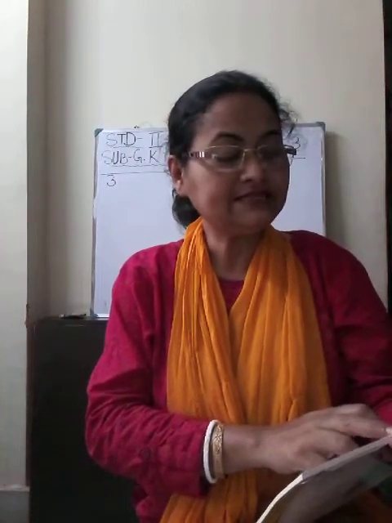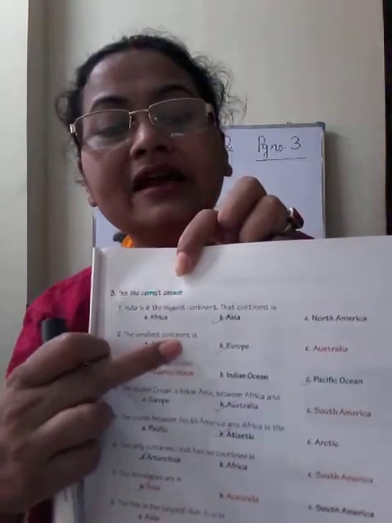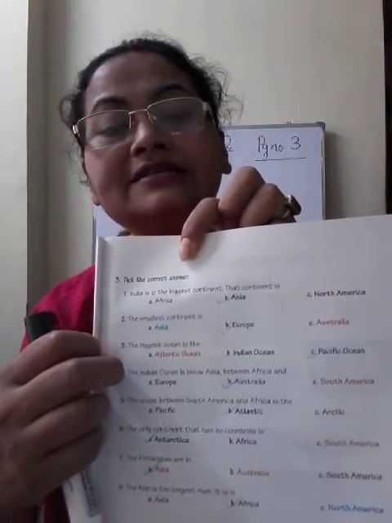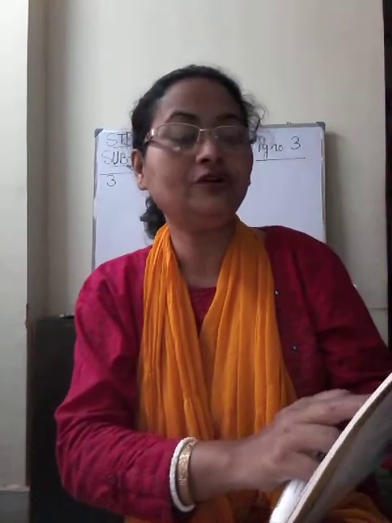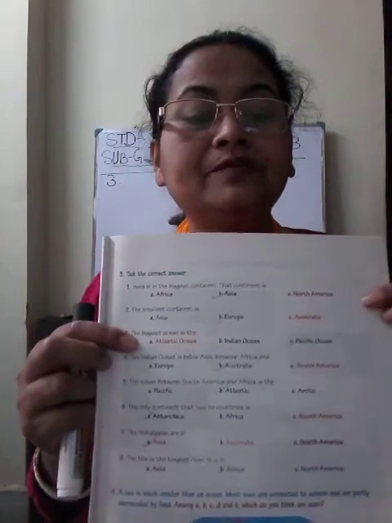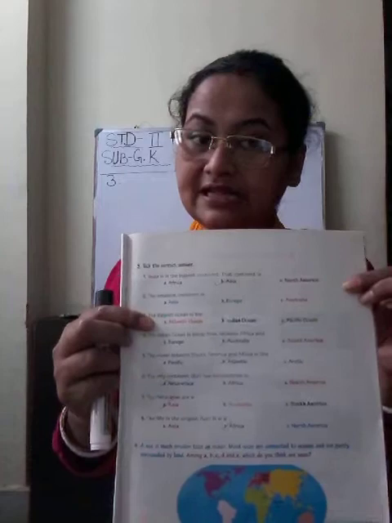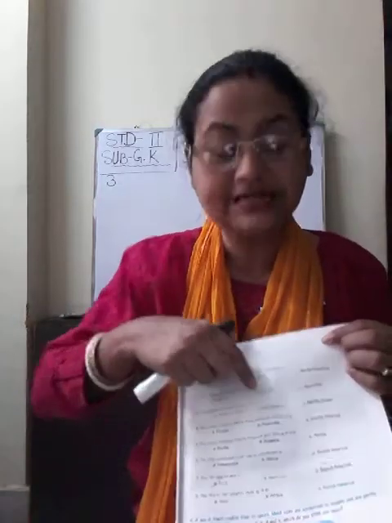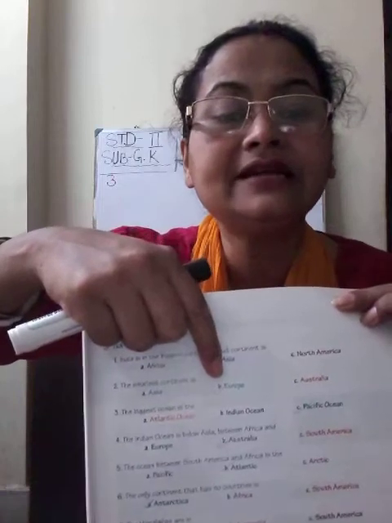Now, number 2. The smallest continent is... again 3 options are given. You have to name the smallest continent. The options are number 1 Asia, number 2 Europe, and number 3 Australia. The smallest continent is Europe. So option B is the correct answer.